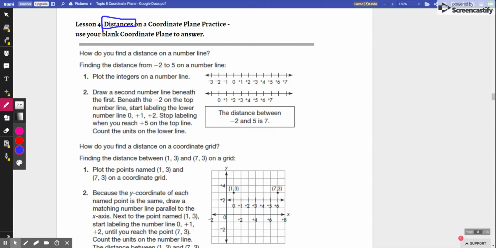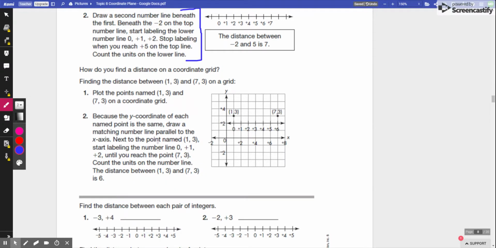So if I was going to find the difference between -2 and 5 on a number line, I would plot -2 right here, and I would plot 5. Okay, and they have this strategy for drawing a second number line, but really I would just count the jumps between them. So 1, 2, 3, 4, 5, 6, 7. So there's 7 jumps between those. Okay, so the answer is 7. That's the distance, 7 units, whatever the units stand for.